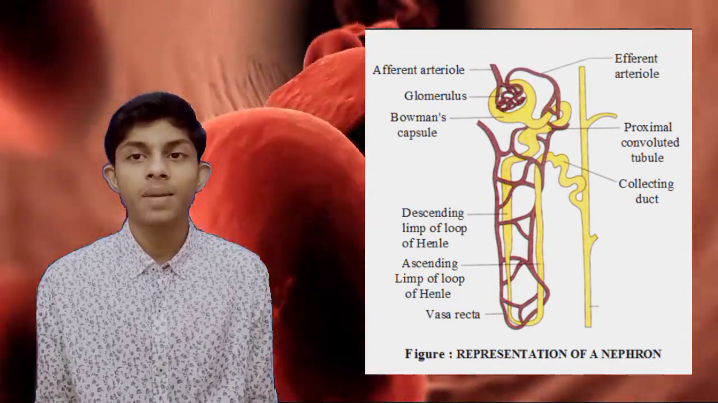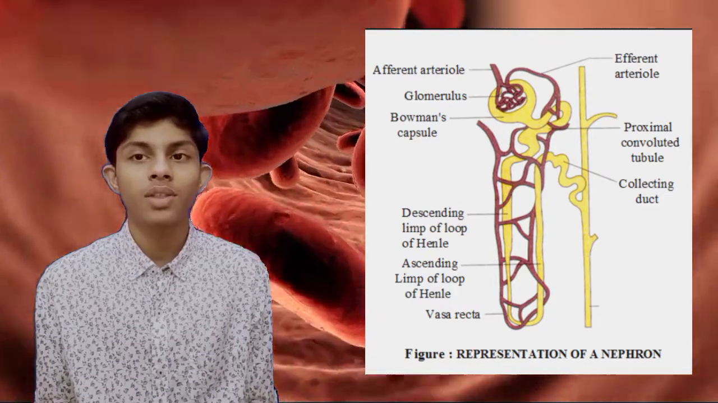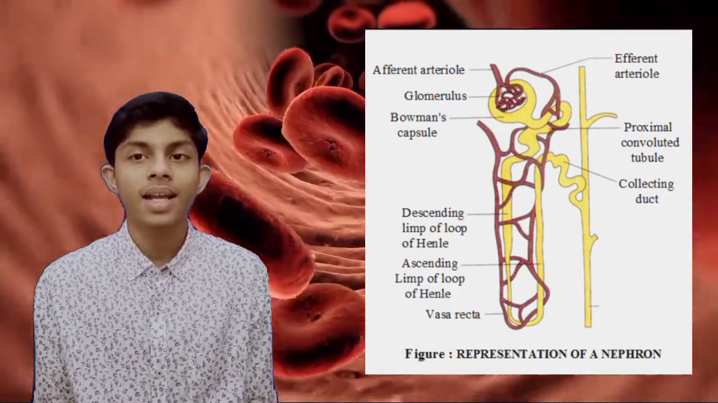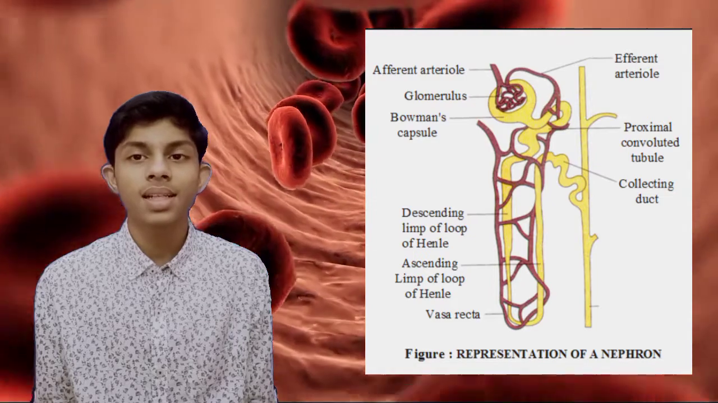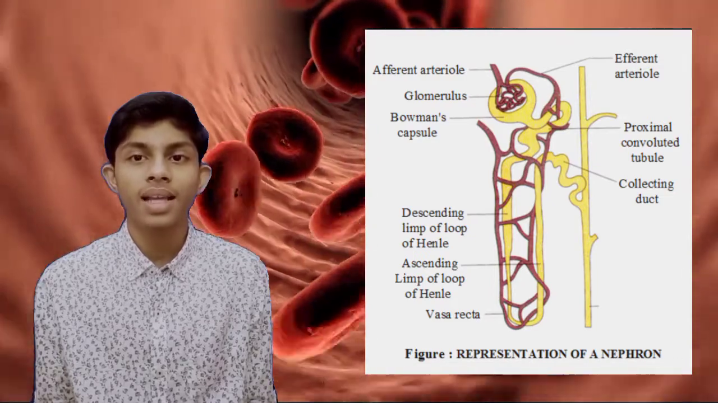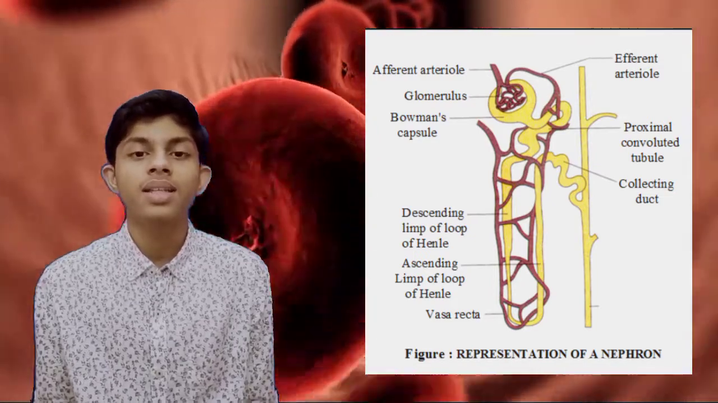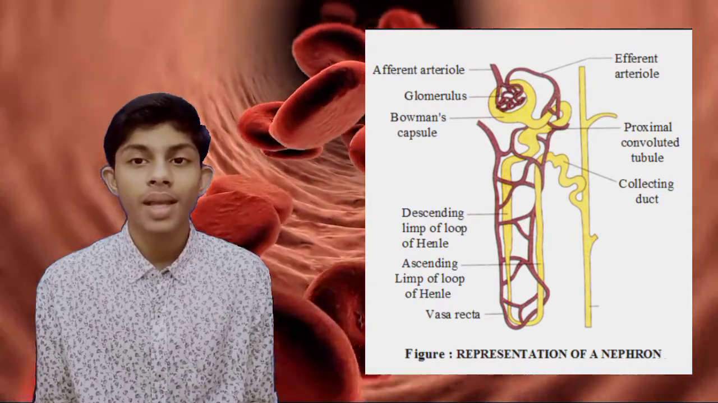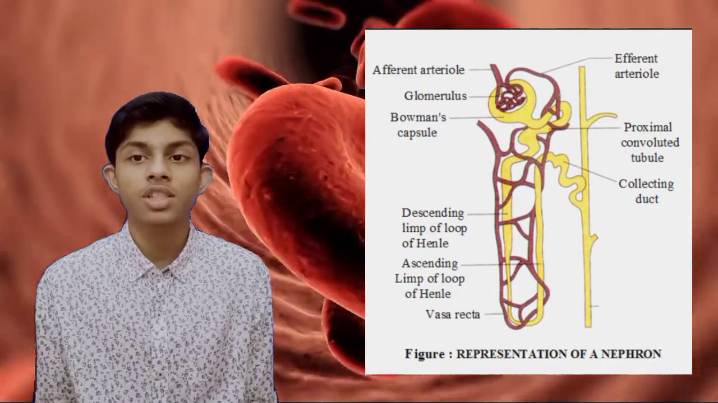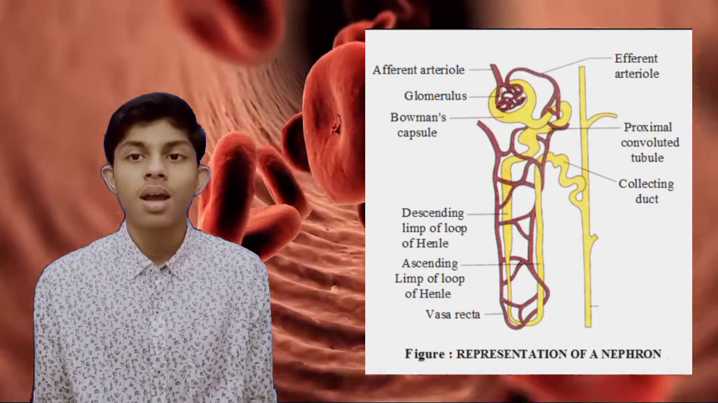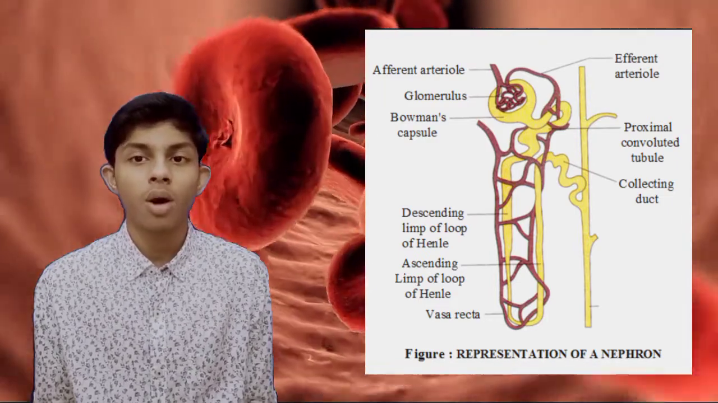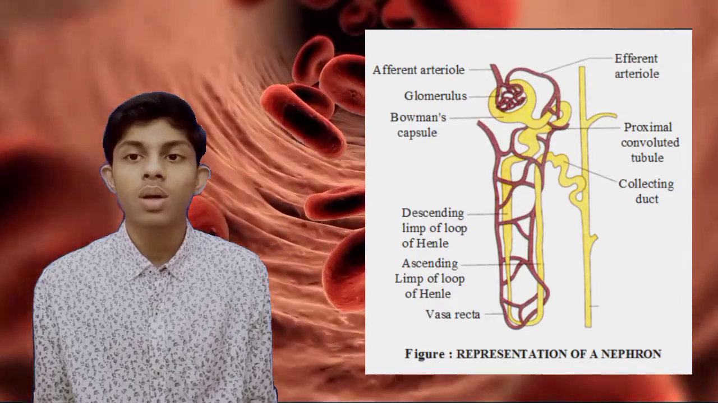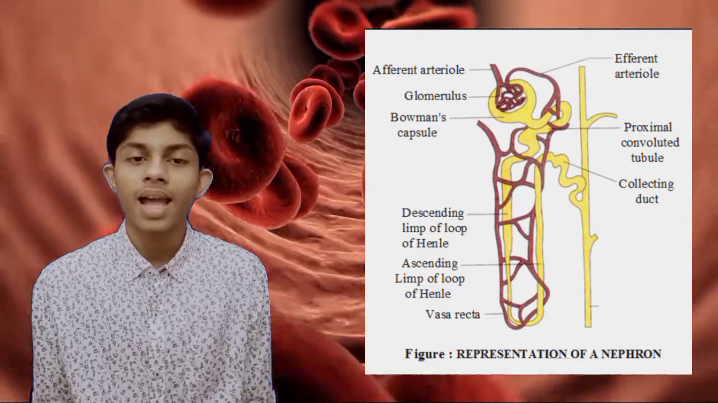A hairpin-shaped Henle's loop is the next part of the tubule, which has a descending and an ascending limb. The ascending limb continues as another highly coiled tubular region called the distal convoluted tubule or DCT. The DCTs of many nephrons open into a straight tube called the collecting duct, many of which converge and open into the renal pelvis through the medullary pyramid in the calyces.